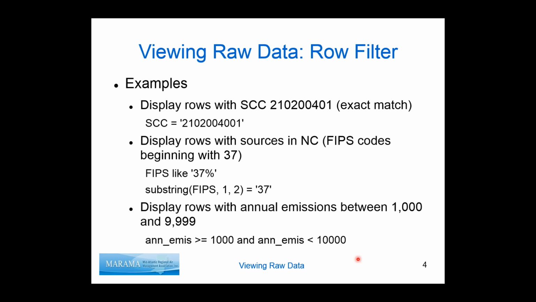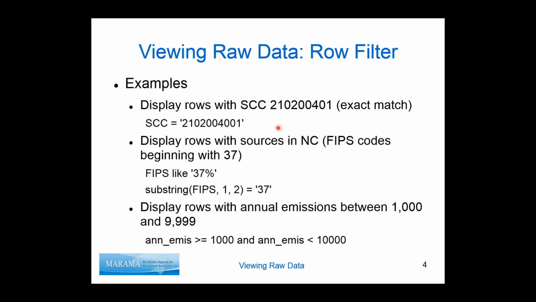So first I just want to go over some examples, and then I'll talk about the actual format and syntax. For example, if we want to display the rows where we have a particular SCC, so any row where the SCC is exactly this string, the row filter that we would use would be SCC equals and exactly the string. SCC is the column name, the operation we want to do is an equals, and this string is the value we're going to match against. Now this is an exact match, so it's only going to match SCCs that are exactly that string.